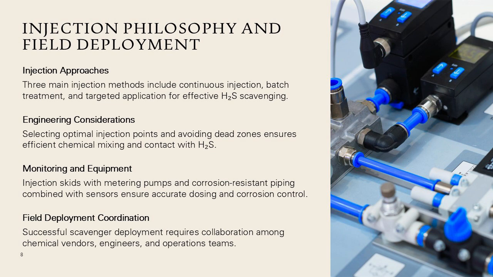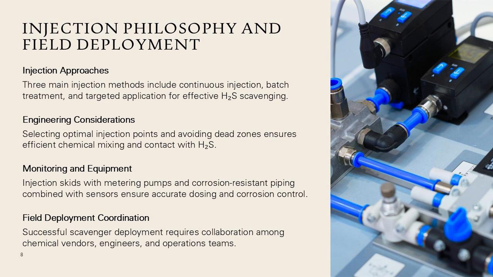Key engineering considerations include selecting proper injection points to ensure optimal mixing, avoiding dead zones where chemicals may not contact dissolved H₂S, and accounting for multiphase flow characteristics. Injection skids equipped with metering pumps, corrosion-resistant piping, and monitoring instruments support accurate delivery and performance assessment. In addition, engineers often rely on coupon racks, probes, and online sensors to evaluate changes in corrosion rate and H₂S concentration.